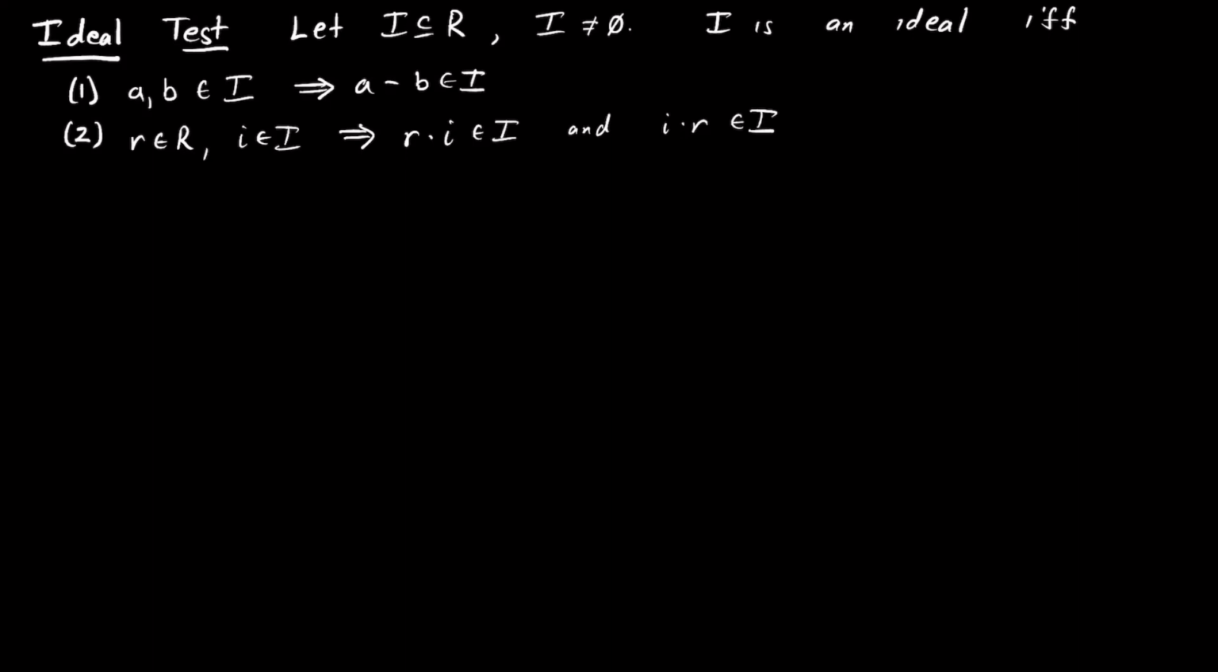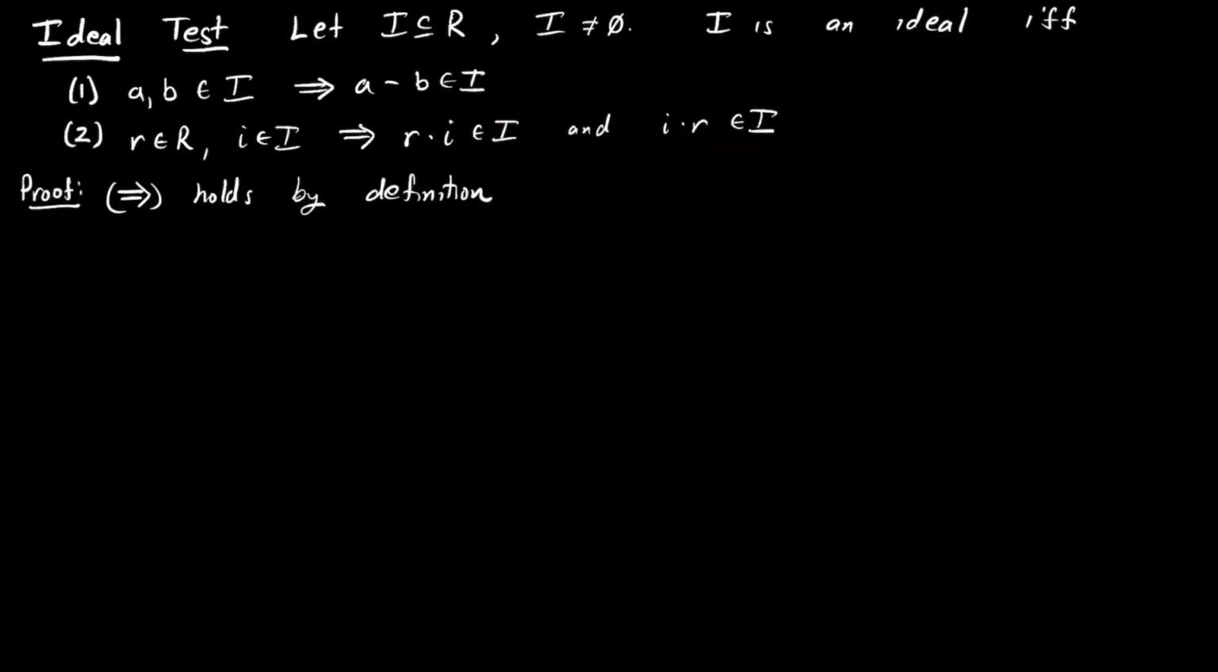Well, we're going to let I be a subset of R, and we'll assume that I is not empty. And we have that I is an ideal if and only if I is closed under subtraction and I has the absorption property of ideals. Okay, so let's prove this statement.